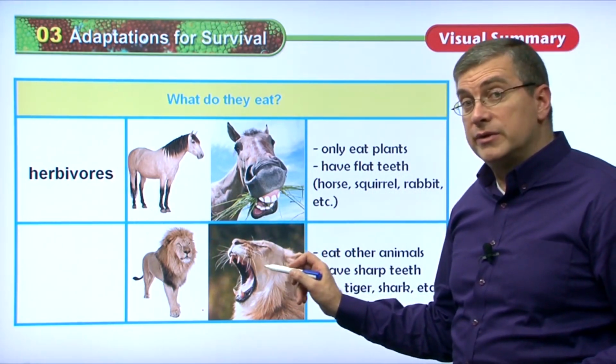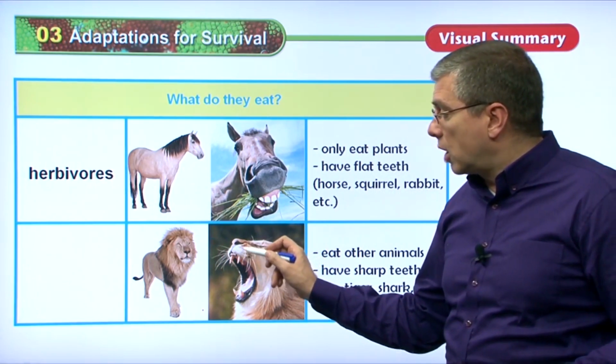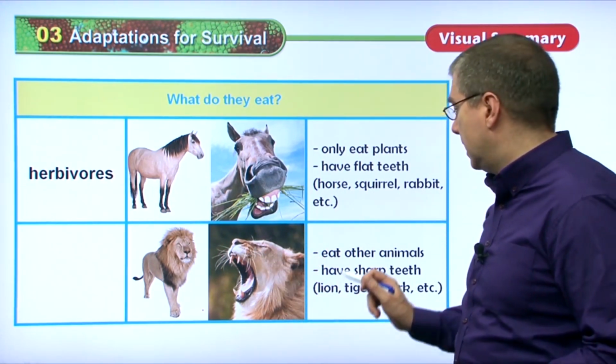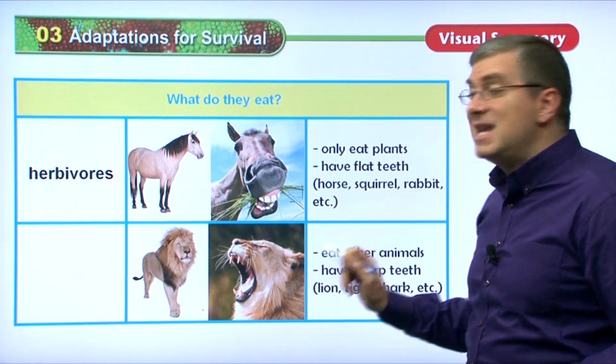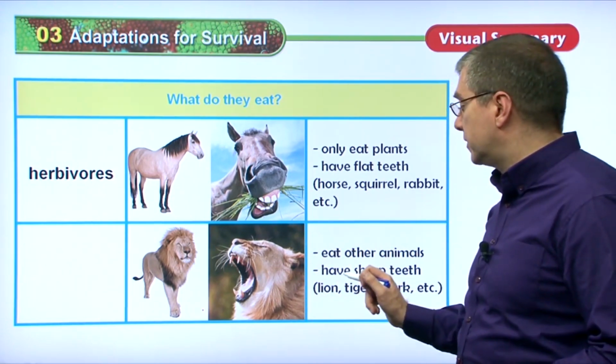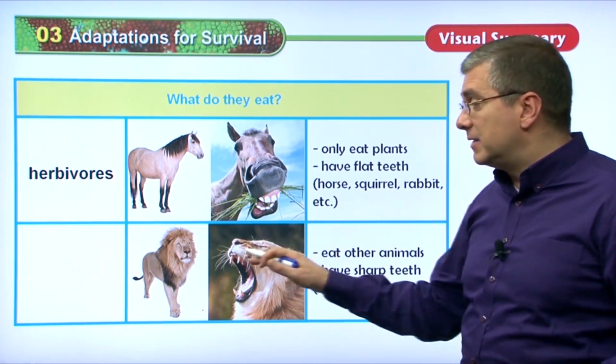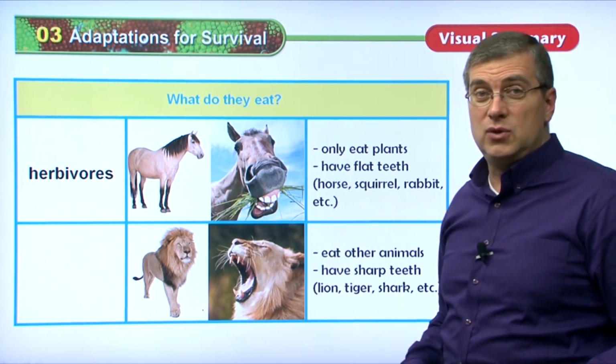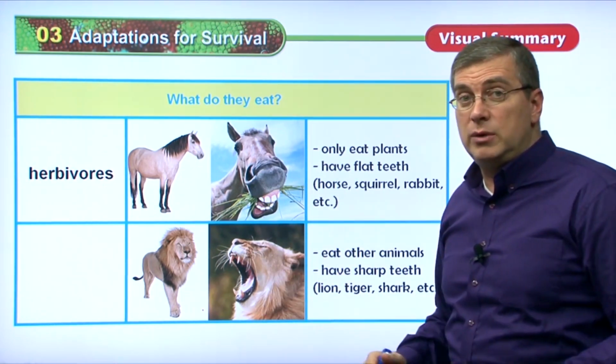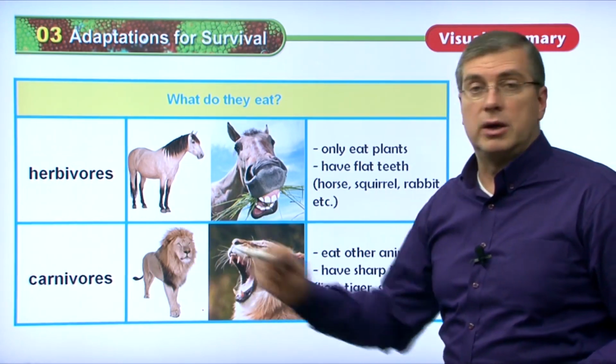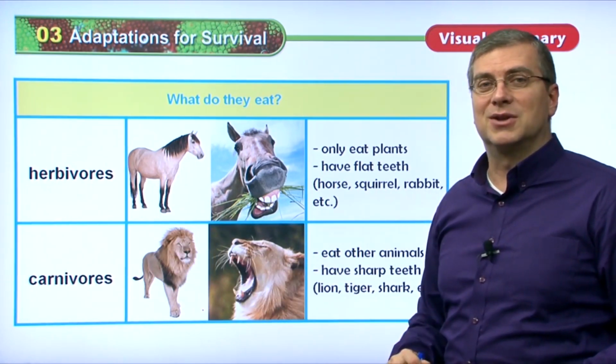Down here we have a picture of a lion. Lions and other animals like this have sharp pointed teeth, right? They have sharp teeth. They eat other animals. Examples, lion, tiger, shark. These animals are at the top of the food chain. What do we call these animals? We call them carnivores. So if you chose that, that is correct.